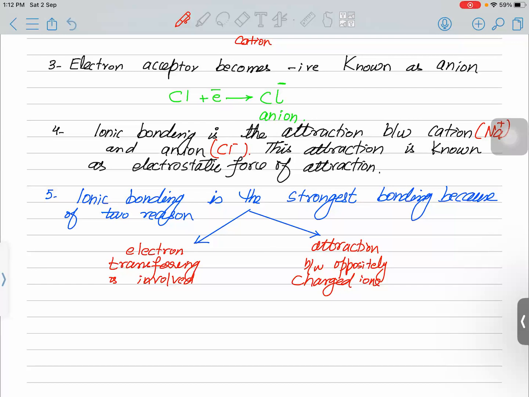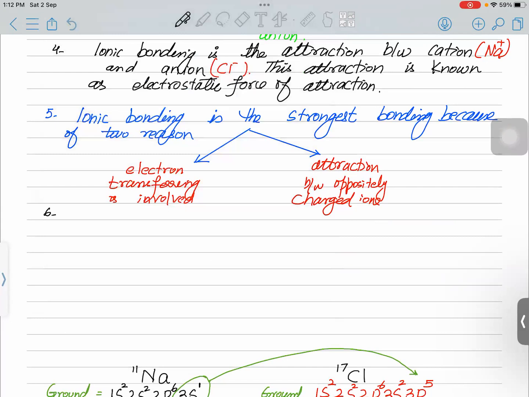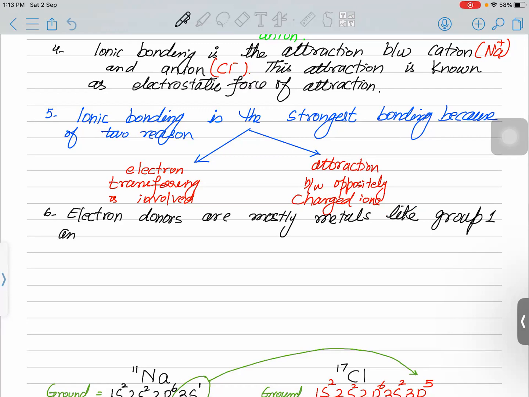Now, next point. Point number 6: electron donors are mostly metals. As Huzaifa said, ionic bonding is between the metal and non-metal. So electron donors are mostly metals, like group 1 and group 2.